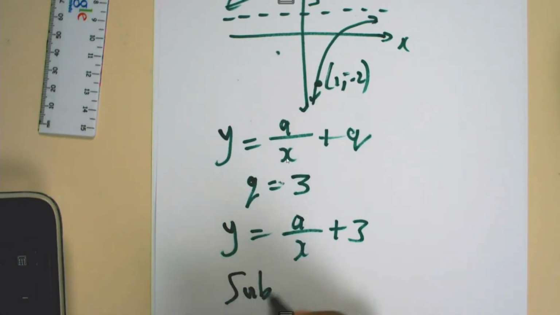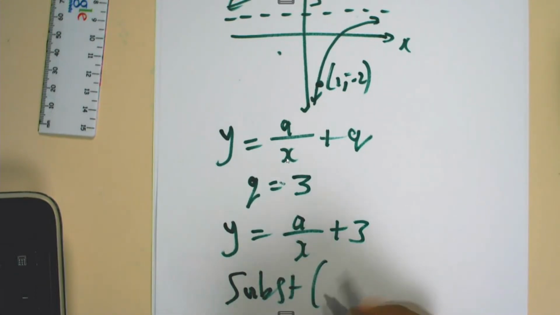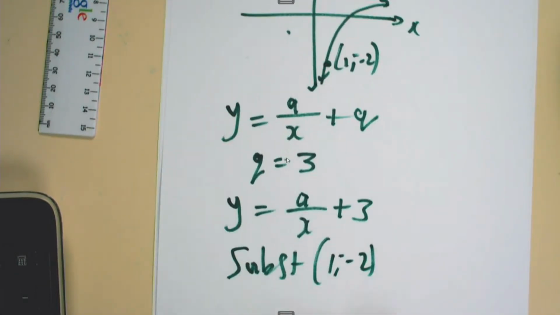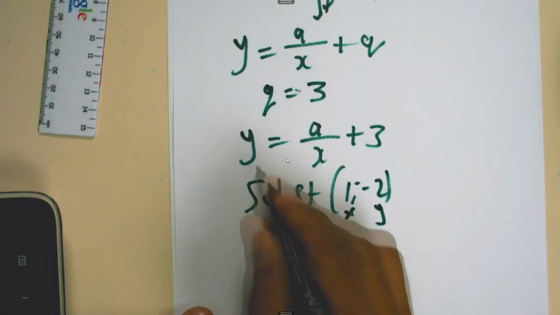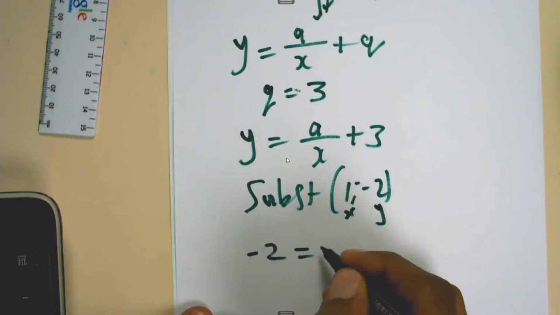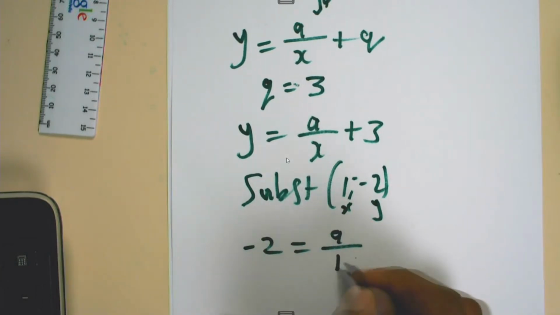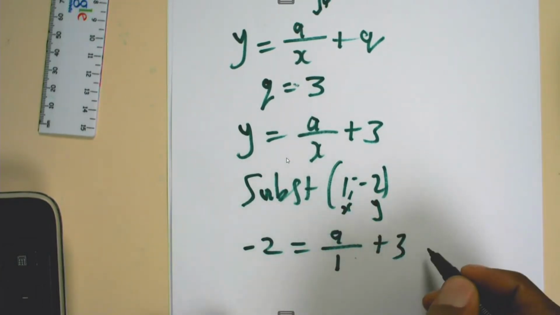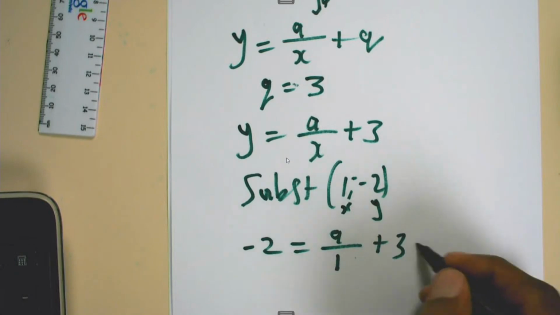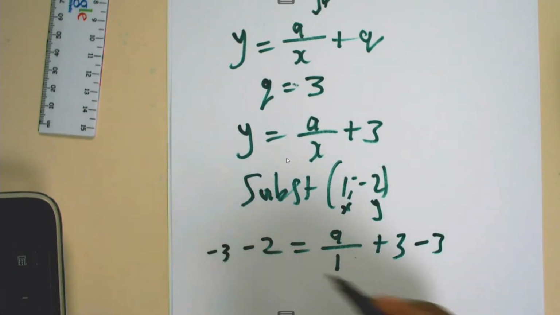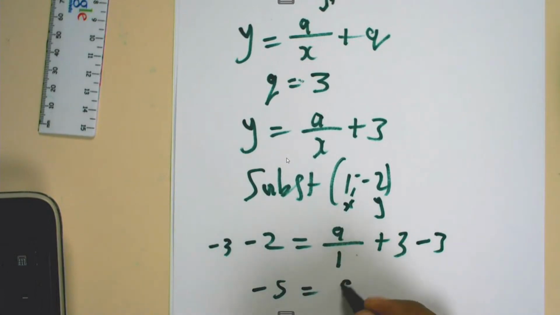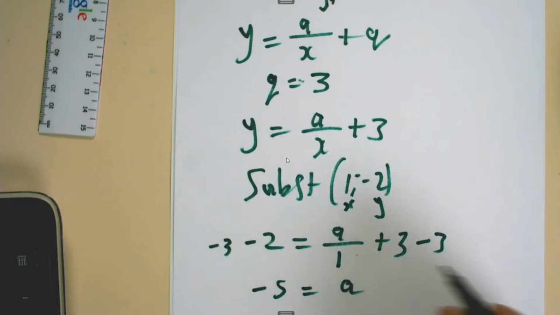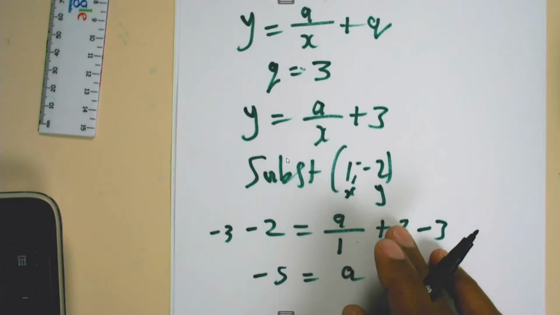We need now to substitute the point (1, -2). This is the point that we're going to substitute. This is the x, this is the y. So the y there, I replace it with -2 equals a divided by x, which is 1, then plus 3. Then I minus 3 on both sides. Therefore, we are going to have -5 equals a. What is a divided by 1? It's a. Therefore, the value of a there is -5.